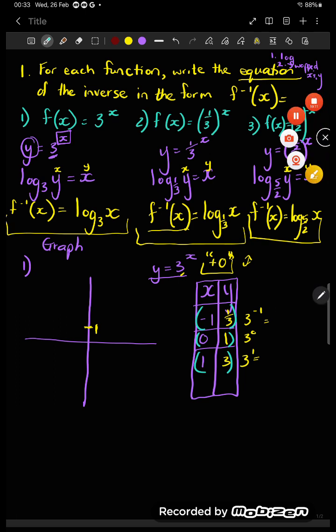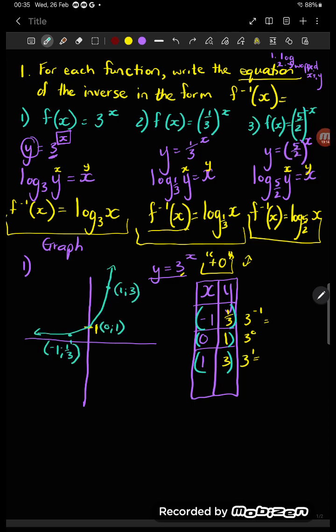quite easily. So quickly, rough draft, it's going to look a little bit like this. Now please label this f of x, or label it what they tell you to label it. If you mislabel it, y is equal to 3 to the x.